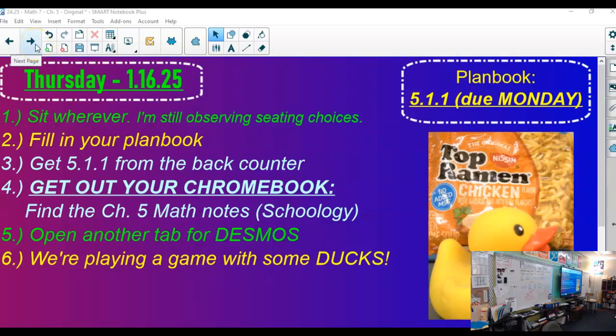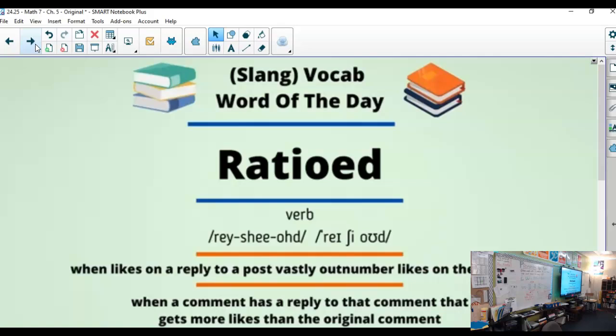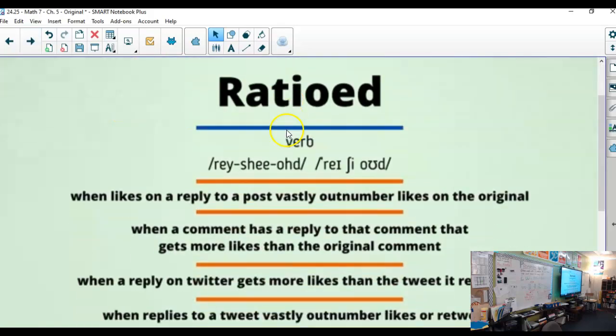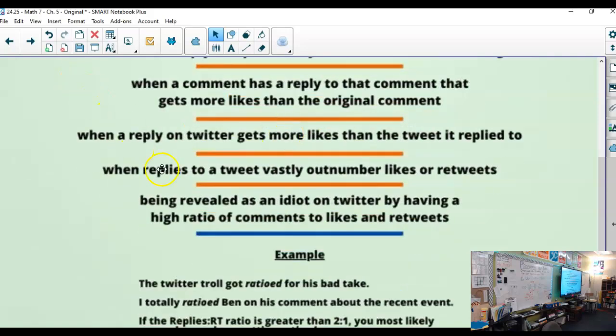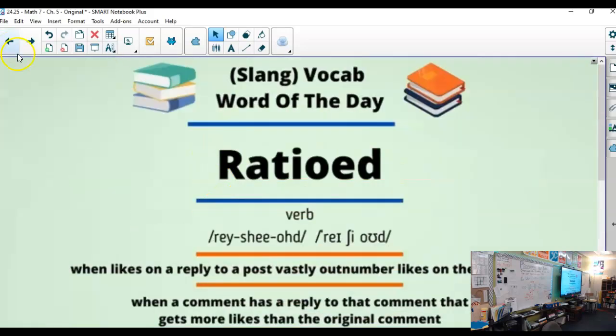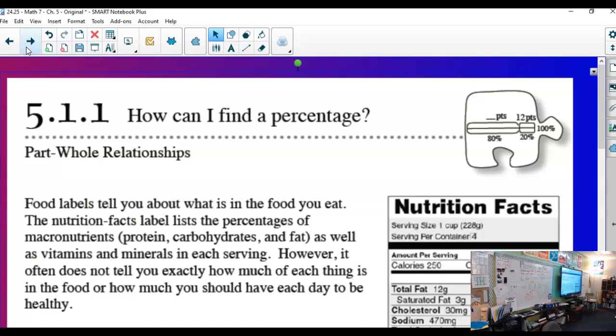All right, so we are talking about ratios. And no, I am not talking about when someone gets ratioed. I had to learn this year that this is now slang. That is not what we're talking about. We're talking about ratios as in the comparison of a part to a whole.